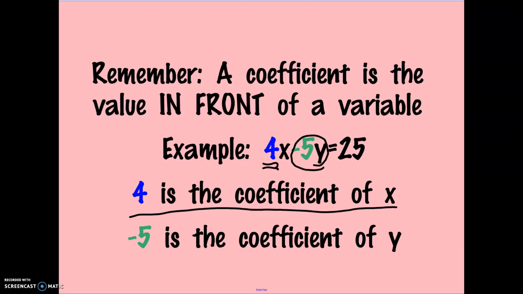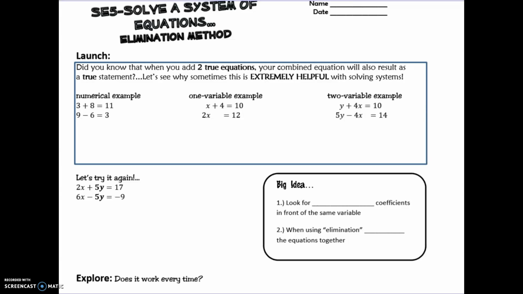is positive or negative. You know that when you add two equations together and you combine your like terms, you will also result in a true statement. This becomes extremely helpful when we're solving systems of equations using elimination. So I'm just going to look at one with just numbers, for example. Typically, we would take 3 and we would add 8 and get 11, and we would take 9 and subtract 6 to get 3. Both of those are true statements.